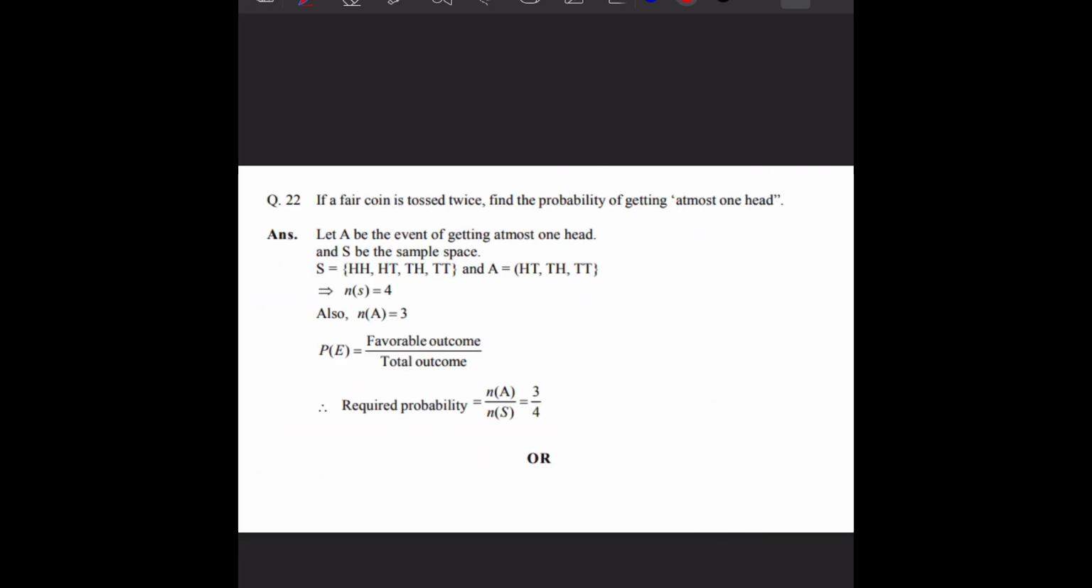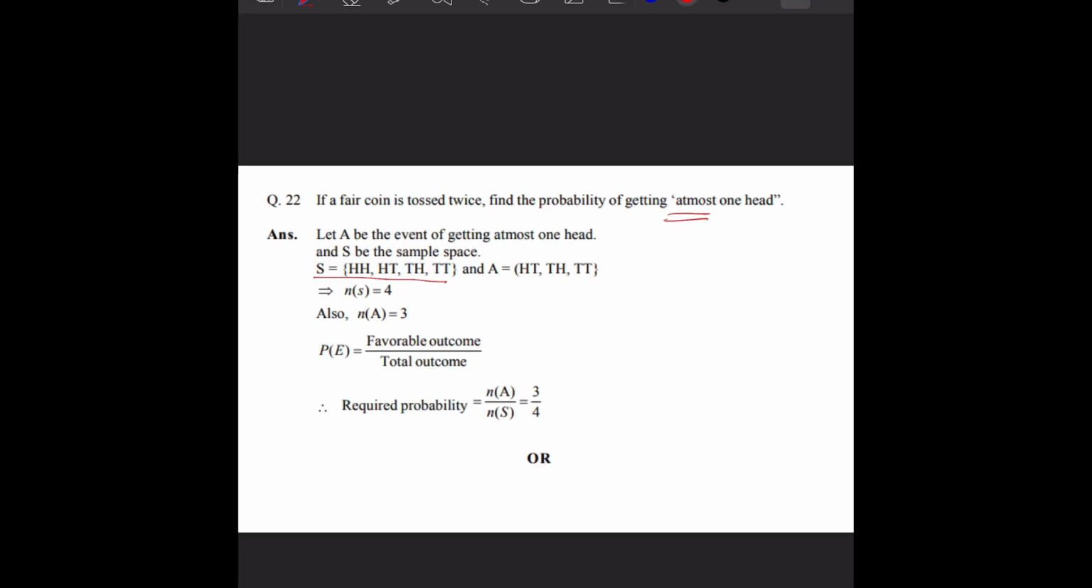Question number 22. If a fair coin is tossed twice, find the probability of getting at most one head. This is important. This word is important. At most. ज़्यादा से ज़्यादा एक head. So if you toss a coin, what will be the sample space? What will be the total outcomes? There will be four total outcomes.